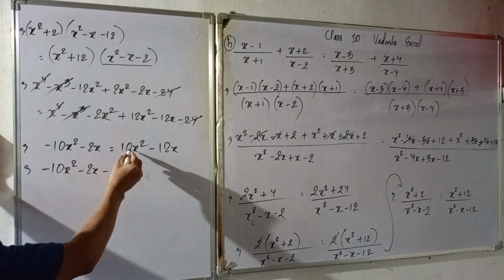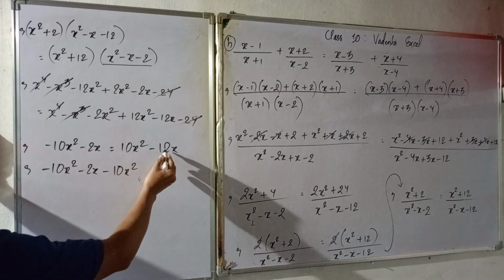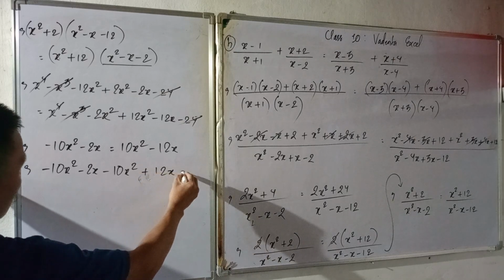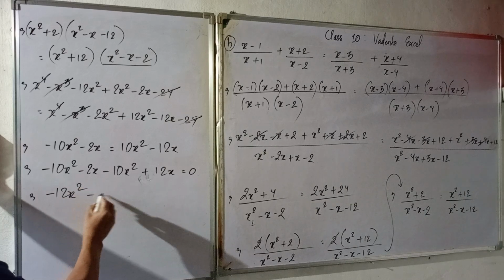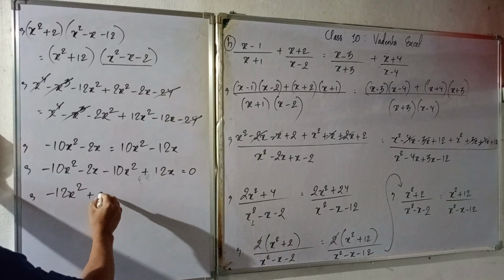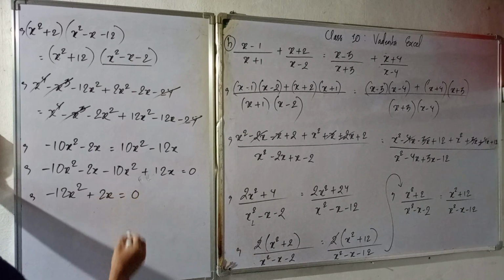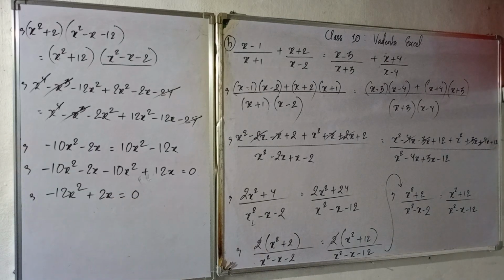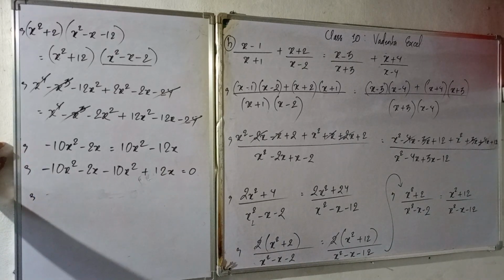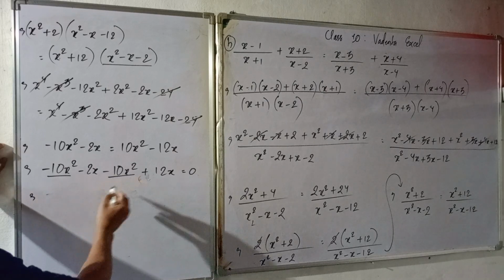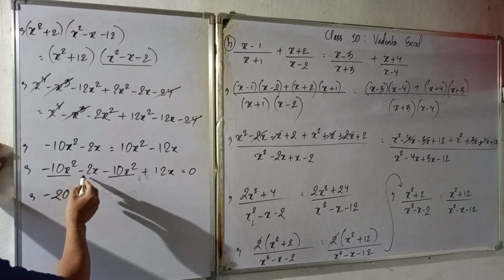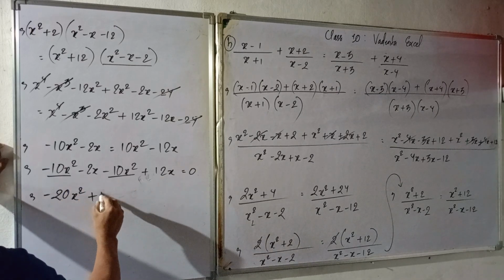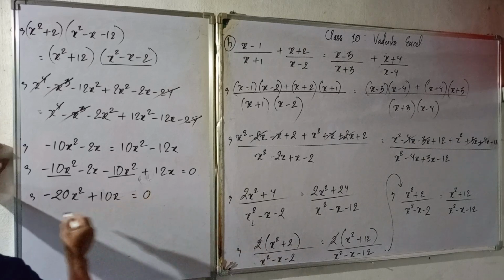minus 2x, this becomes minus 10x squared, and this becomes 12x equals to 0. Now this becomes minus 12x squared minus 2x is equal to 0. I'm just operating the like terms. Okay, now minus 10, how much is that? Minus 20x squared, and another minus 2x plus 12x plus 10x equals to 0.